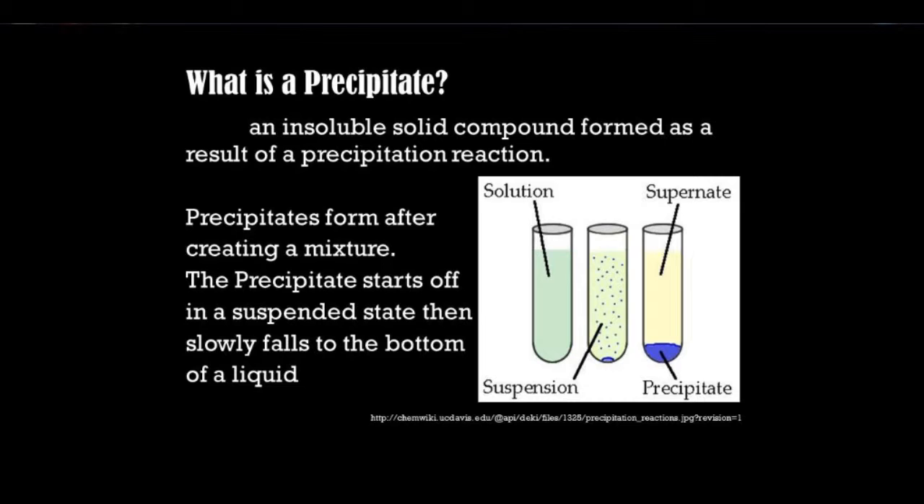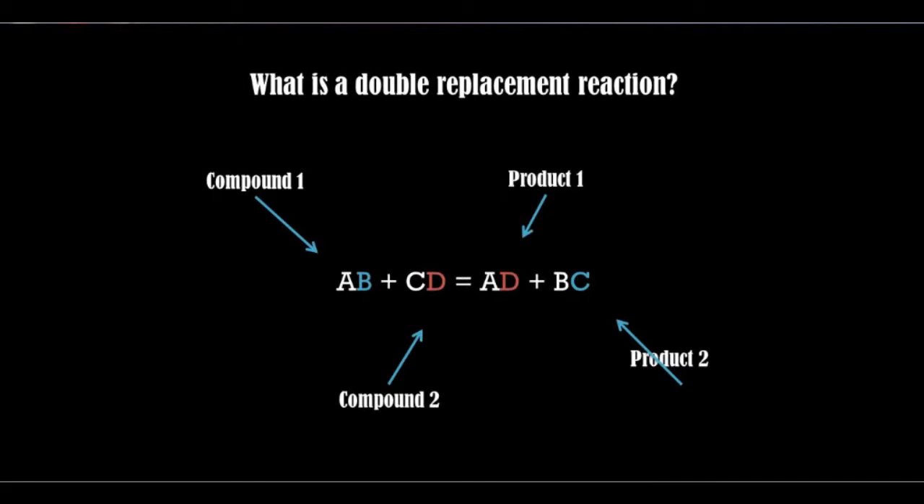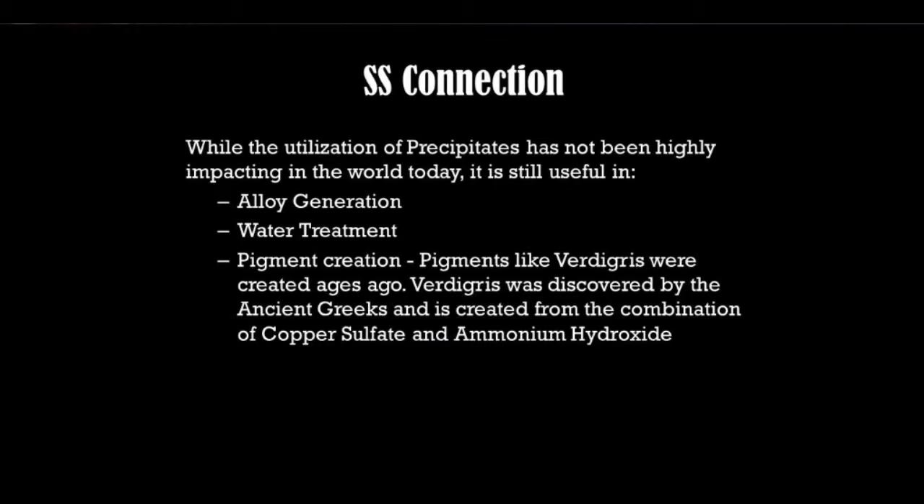But in order to understand how a precipitate works, you must understand the double replacement reaction. A double replacement reaction can be described as AB plus CD equals AD plus BC, and you'll see how later on. But with the basics aside, let's talk about how the utilization of precipitates led to alloy generation, water treatment, and even pigment creation. An example of pigments created is verdigris, which was utilized by the ancient Greeks, and they combined copper sulfate and ammonium hydroxide.